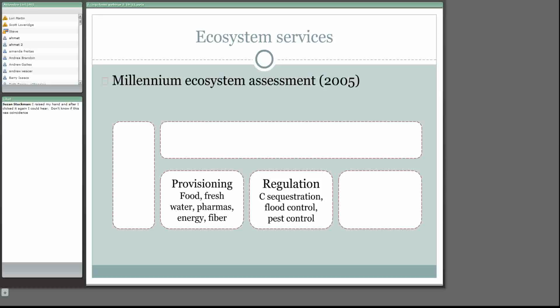Regulation. These services typically deal with cycling of nutrients, carbon sequestration, and also other things that occur, flood control, pest control. And we also have cultural services, the things that we take for aesthetics, whether we enjoy those or use those for recreational purposes, spiritual heritage type things. Those provide a service that is somewhat intangible yet still important.